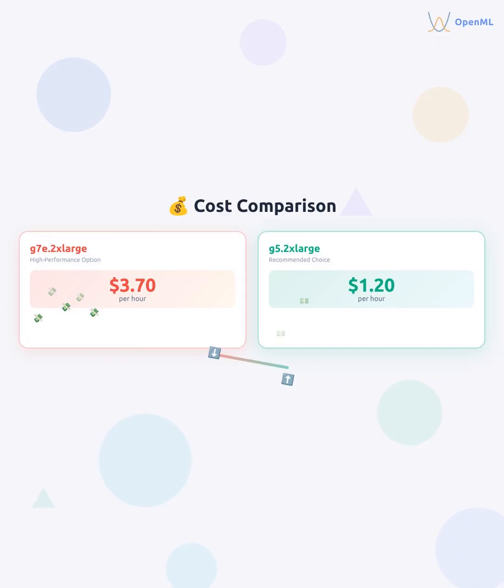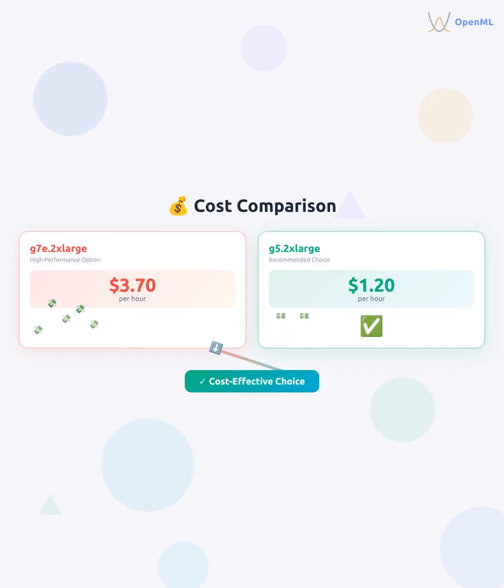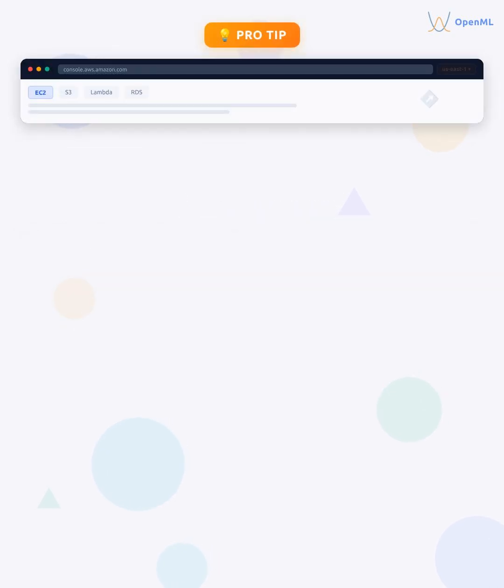Now, there is a more powerful option, the G7E.2XLarge, but at $3.70 per hour, it's pricey. The G5.2XLarge gives us everything we need at just $1.20 per hour, much more cost-effective.